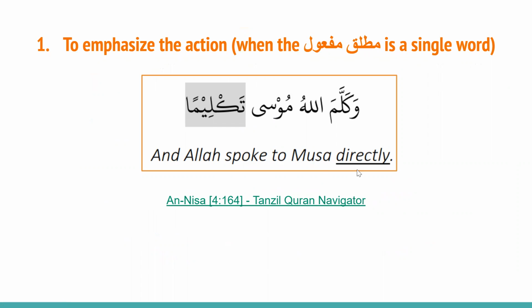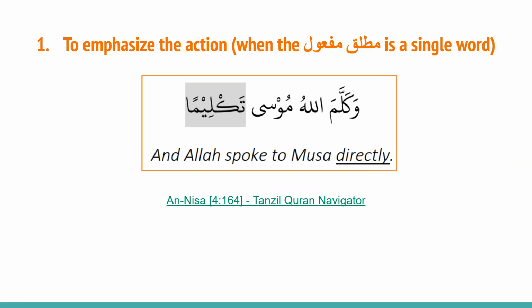So taklima is coming from Bab Taf'il, family 2, and it has the same root letters, Kaf, Lam, and Mim. The fail in this sentence, in Jumla Failya, Kallama, is also coming from family 2. Sometimes Mafool Mutlaq comes from the same family, having the same root letters, but not all the time.